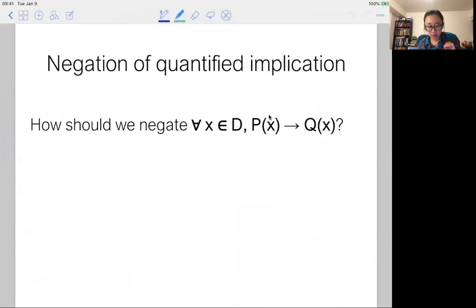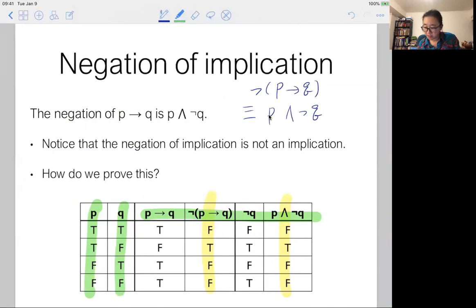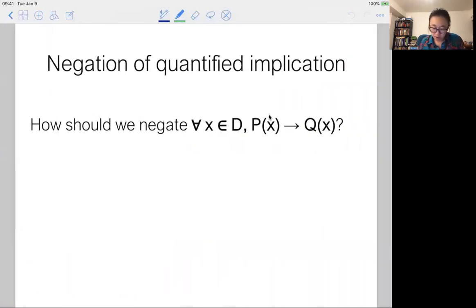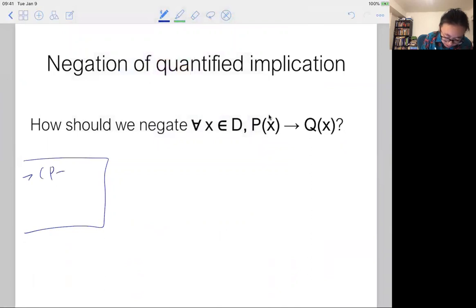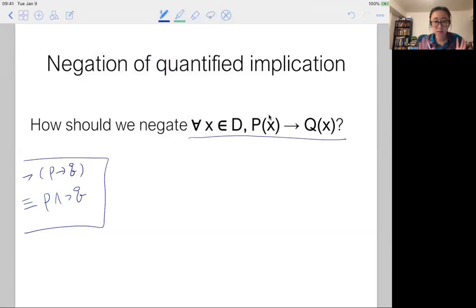Now, we just learned the negation of implication. So let's put it right here. The negation of P implies Q is logically equivalent to P and not Q. Again, this is a quantified implication and you are taking a negation in front of it. So what do we do? How can we negate this statement? There's a quantifier at the very beginning.